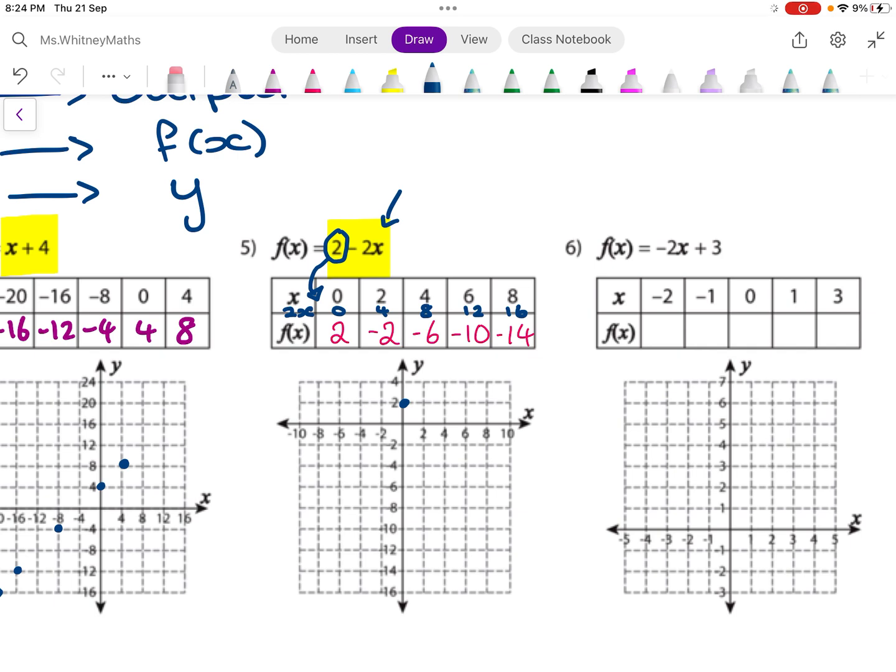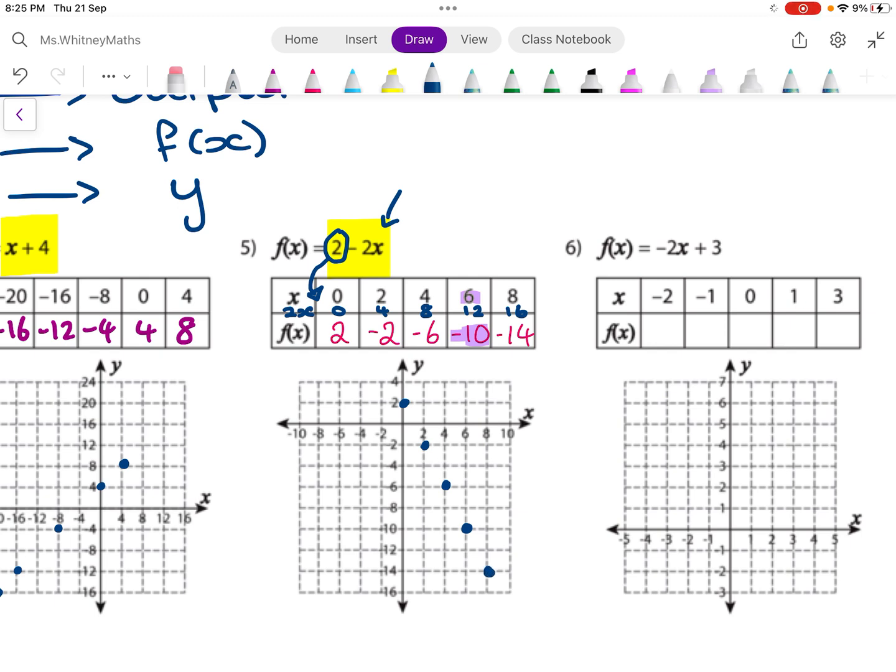2 and negative 2, which is here, 4 and negative 6. And we're hoping to see, because we know it's linear, they should still be in a straight line. We just don't know if it exists in between those points. 6 and 8, and 8 and negative 14. Oh, I think I made a little error there. My mistake. That's going to be 6 and negative 10. 6 and negative 10. And then it's going to be 8 and negative 14.